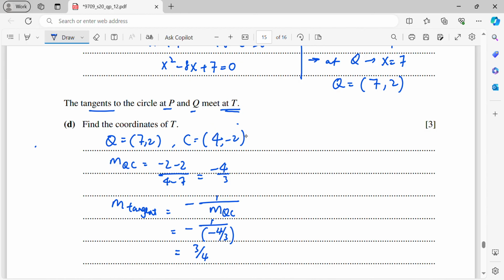Okay, wait. Minus 2 minus 2 is minus 4. 4 minus 7 is minus 3. Therefore, this is 4 over 3. It's positive. Okay, mistake. So here it is positive. Therefore, your gradient of the tangent is negative.